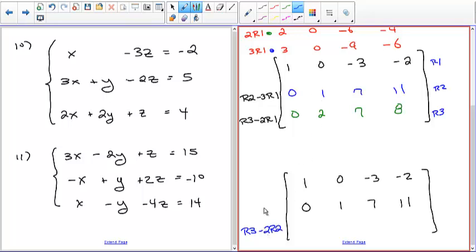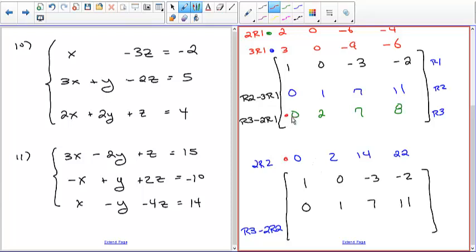Okay, so let's write 2 times row 2 up here. We take row 2 and multiply by 2. So we get 0, 2, 14, 22, each one of these numbers doubled. And we're going to take this row 3. Let me put a little dot here. Let's use red. So we're going to take old row 3, and we're going to subtract 2 times row 2.